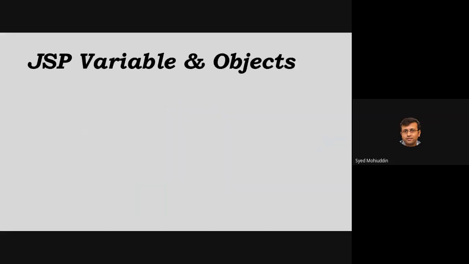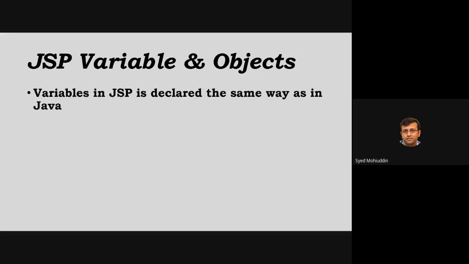now we will talk about the variables and several objects that can be used in JSP or Java Server Pages. Now, variables in JSP are declared the same way as they are declared in Java. That is, to declare a variable, you need to have a name for the variable and its data type. Since Java is statically typed, we need to assign the data type of the variable.